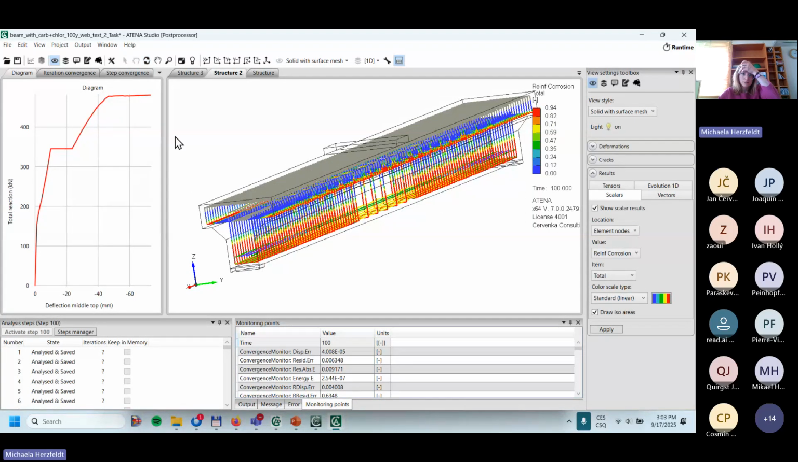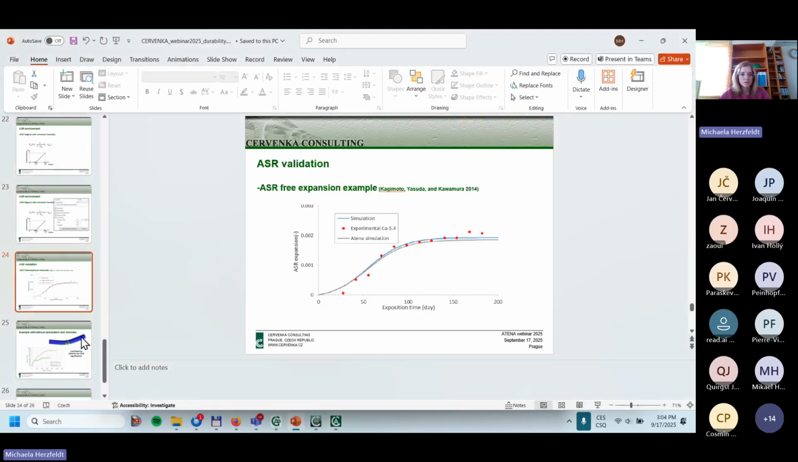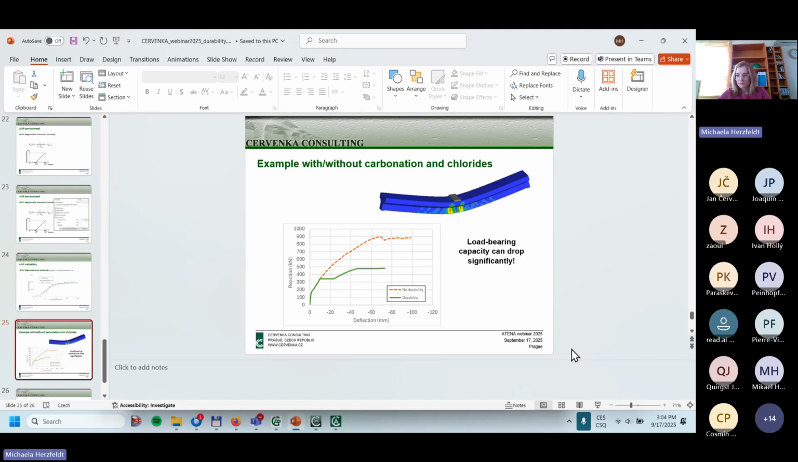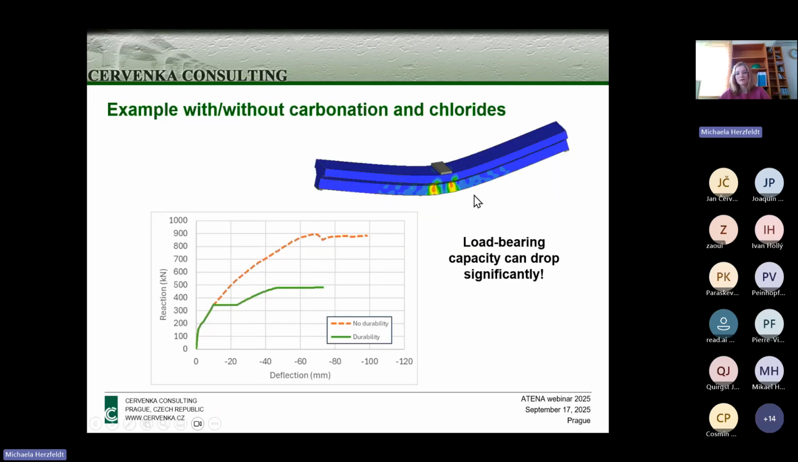Yeah, and here is the load-deflection diagram, where it's also visible that since corrosion started, there is no extra load, there is no reaction that is growing, but the deflection is still growing because the corrosion and cracking are propagating.